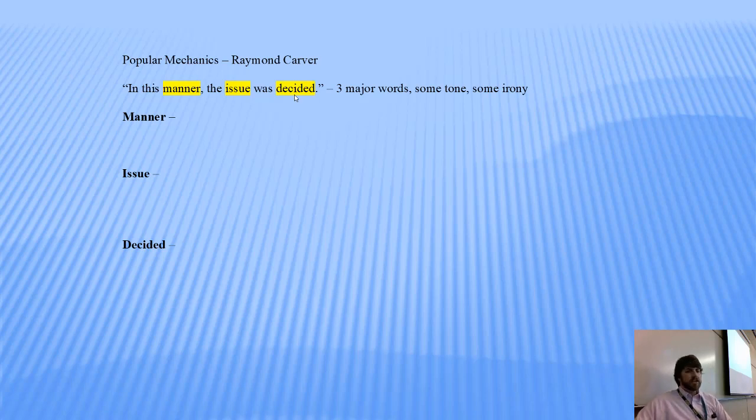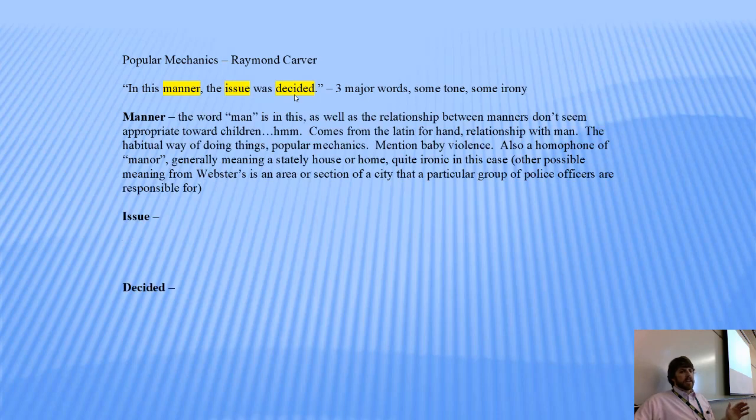So I take manner, I take issue, I decide. The first thing I do, I look up in the dictionary, manner. I find, just on looking at the word first, I say, you know what, the word man appears in manner. I don't know if that'll be relevant, but I see the word man is in it, right? Man, woman, humanity. And then I kind of go, that's stupid. Like, I'm probably not going to use that. So I think, it was possible, but probably not.